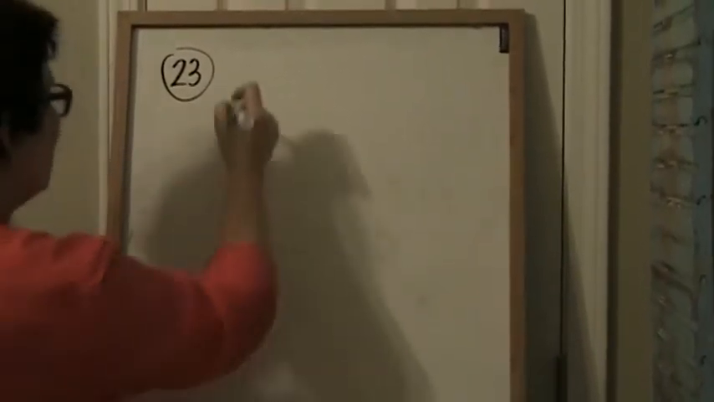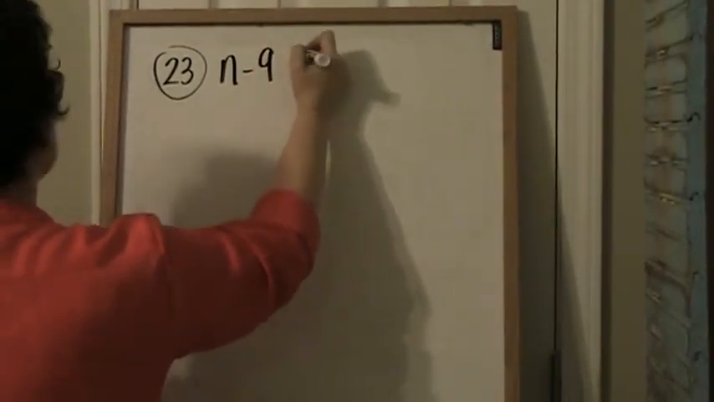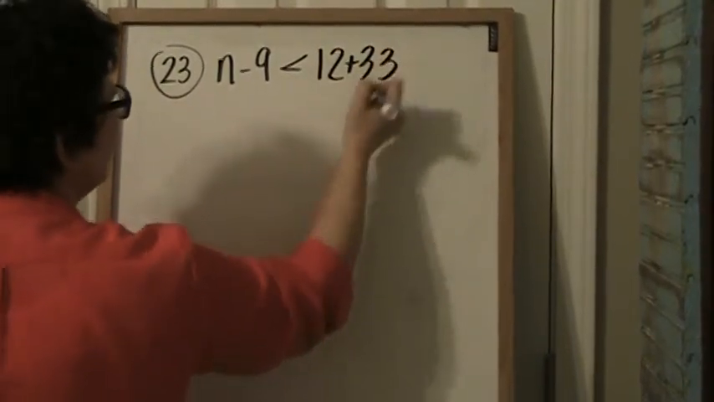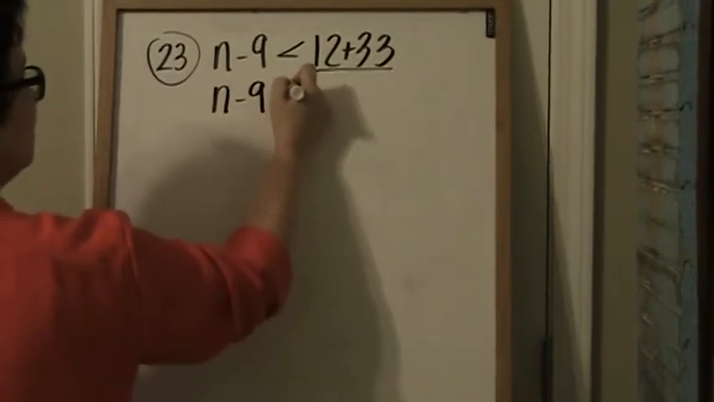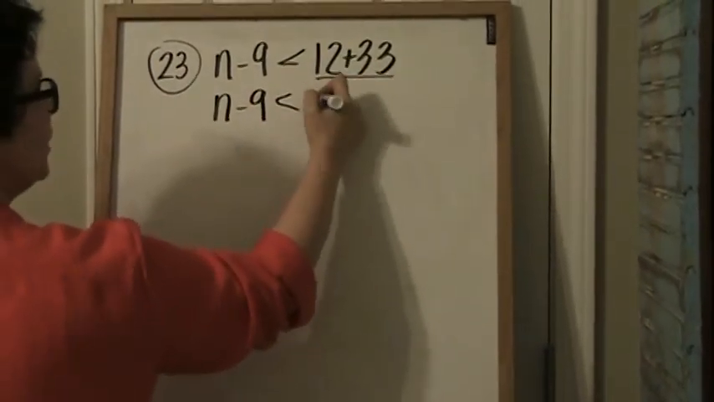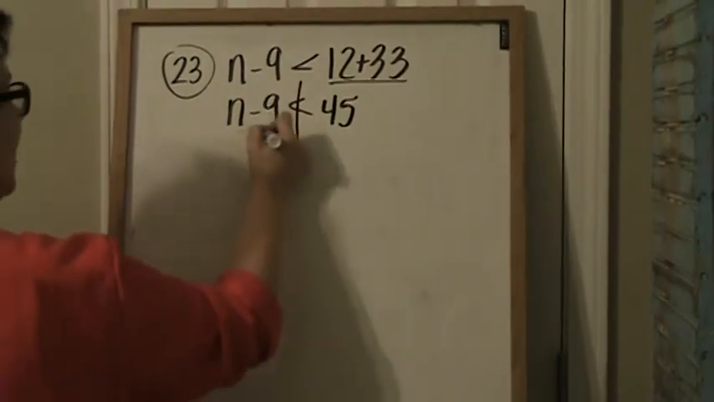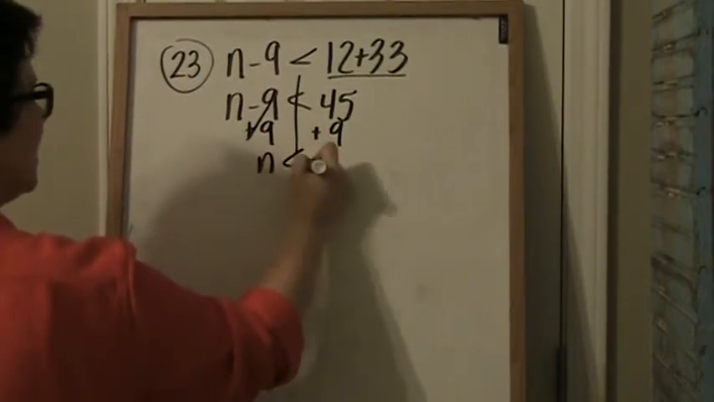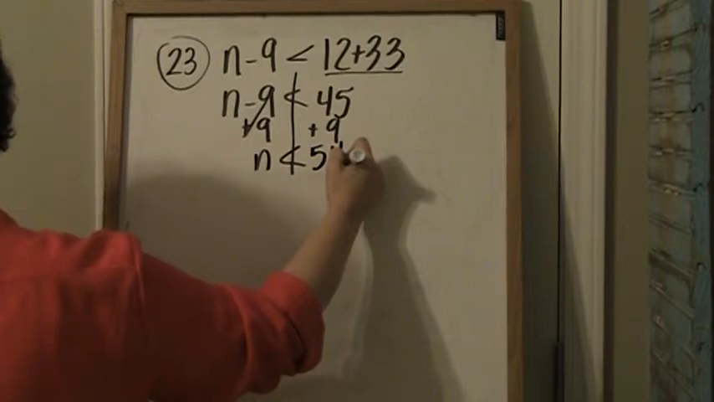Okay, 23. N minus 9 is less than 12 plus 33. Okay, I can work with those. 12 plus 33 is 45. All right, now I'm going to add 9. N is less than 45 plus 9 is 54.